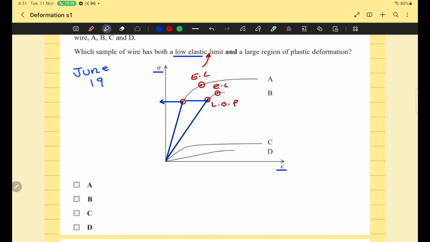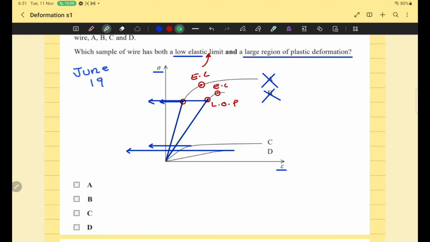So sir, this is very high elastic limits, and I think this is low elastic limit, and this has low elastic limit. So option A and B are out. Why? Because their elastic limits are very high, and we are searching low elastic limit. So low elastic limit lie in option C and D. Okay. And now they are asking the second condition. There should be large plastic deformation.